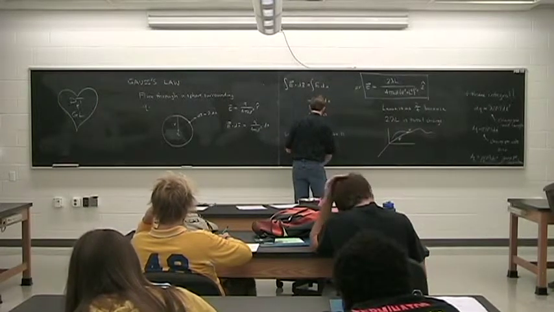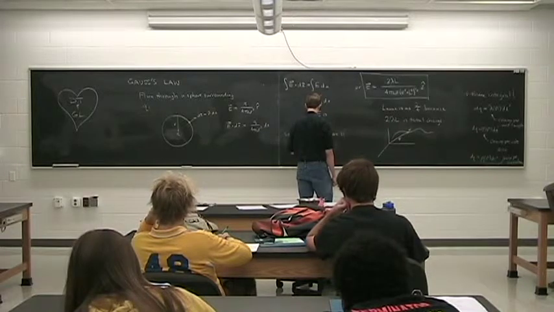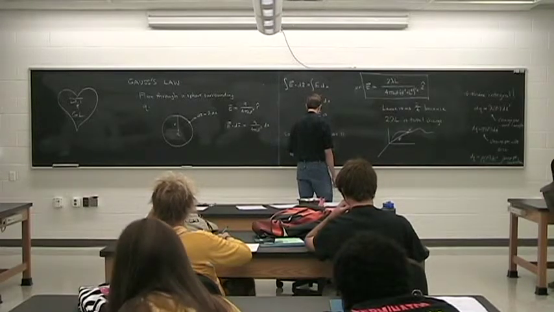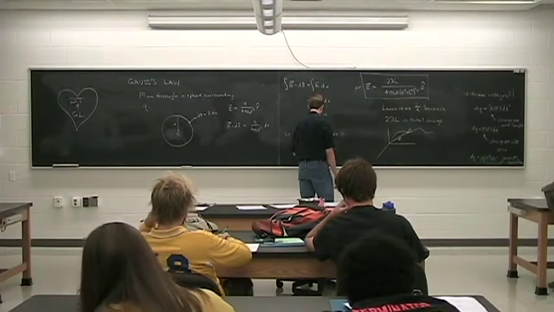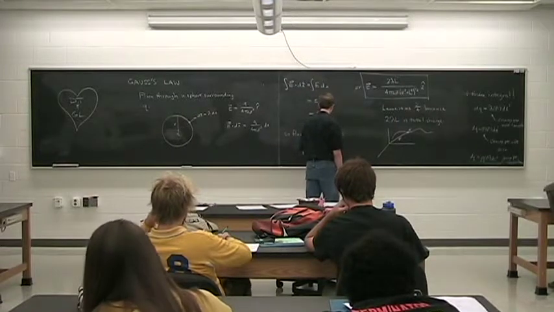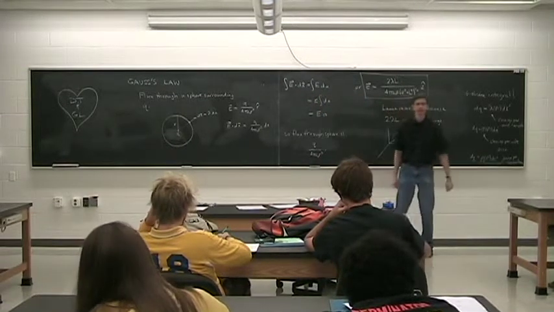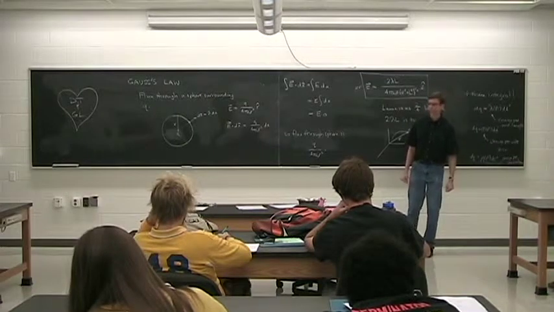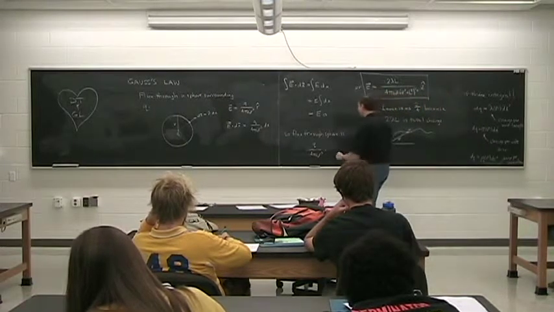So the flux through our sphere is just E times the area of the sphere, or in other words, Q over 4 pi epsilon naught r squared times the area of a sphere, which is 4 pi r squared.